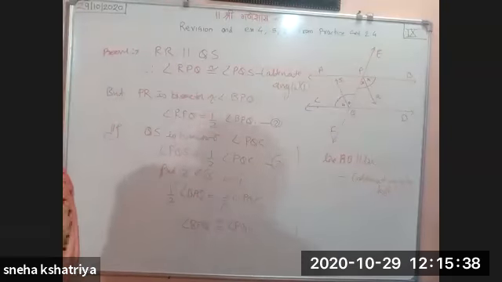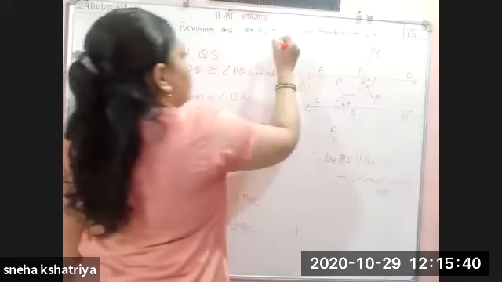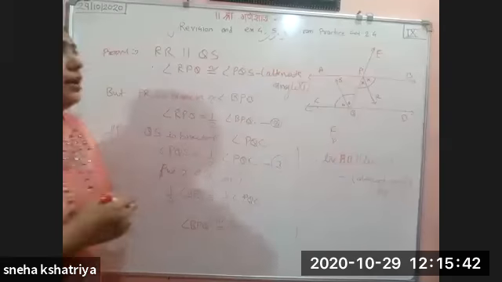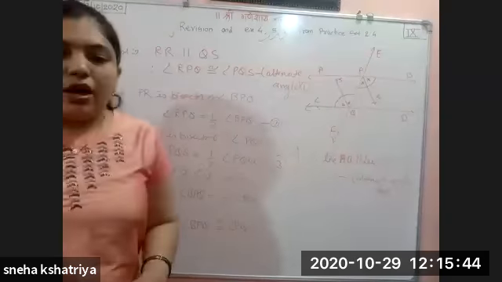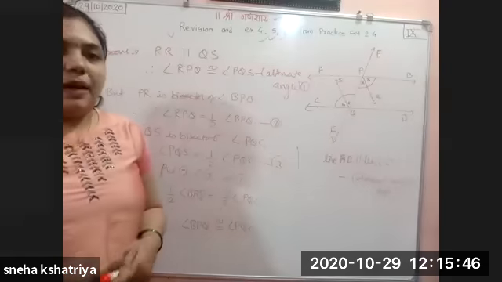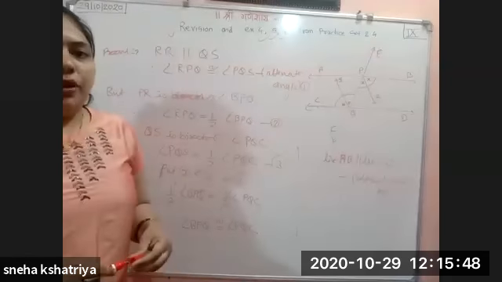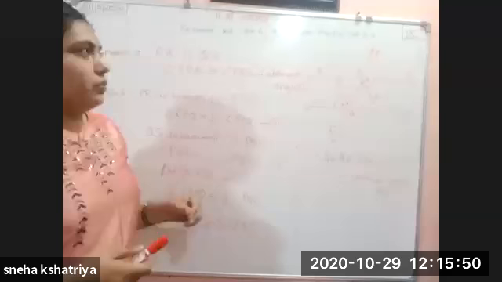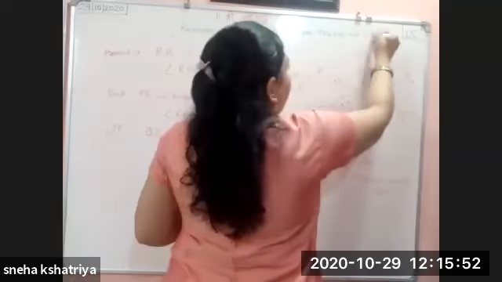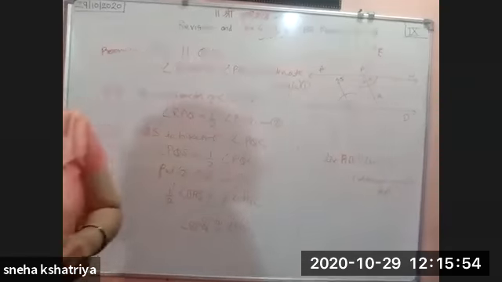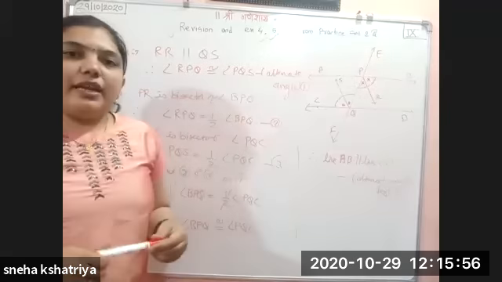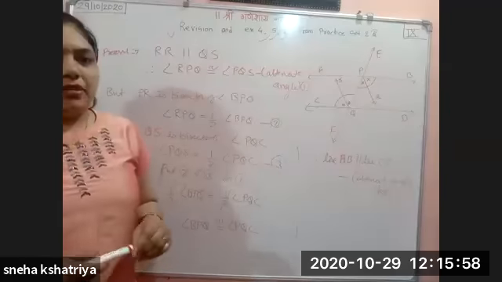Okay. So in this way, we have completed today's revision, examples 4, 5, and 6 of practice set 2.4. Sorry, here practice set 2.2 is there, not 2.4. We have completed this chapter with practice sets 2.1 and 2.2. So in the next lecture, we will see the problems.